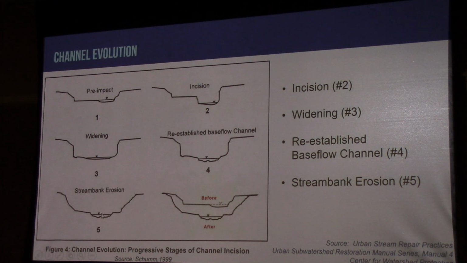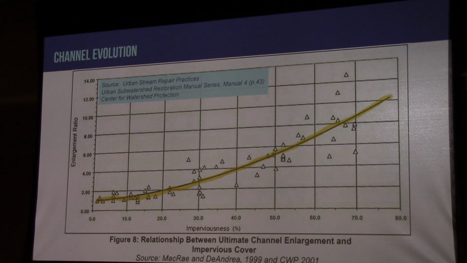So you see this kind of progression over time, and it may take decades for this really to play out. But you go from before anything was going on to the final cross-section. You can see how much lower and bigger it can be. And they were able to measure this and relate it to the impervious cover in the watershed.